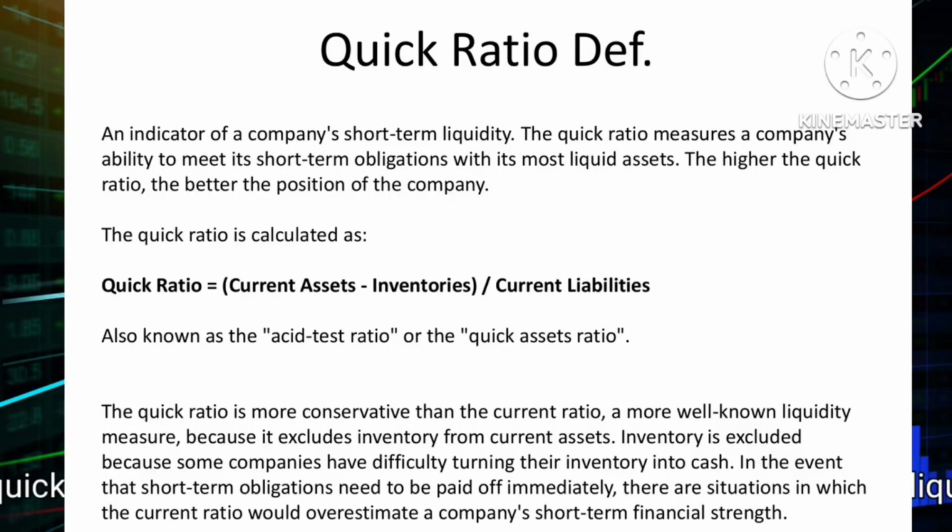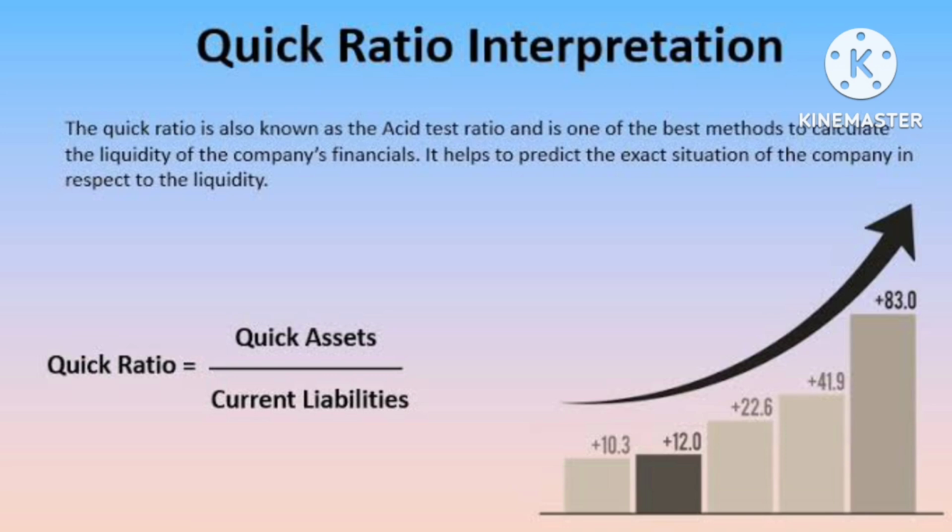Quick ratio. The quick ratio, also known as the acid test, is another measure of liquidity. It represents a company's ability to pay current liabilities with assets that can be converted to cash quickly. The calculation for the quick ratio is current assets minus inventory minus prepaid expenses, divided by current liabilities. The formula removes inventory because it can take time to sell and convert inventory into liquid assets.